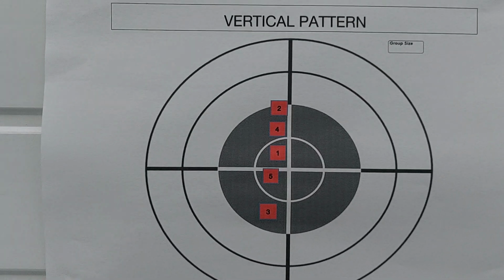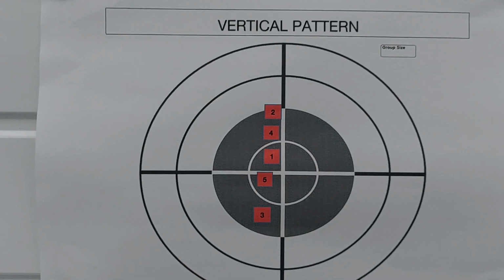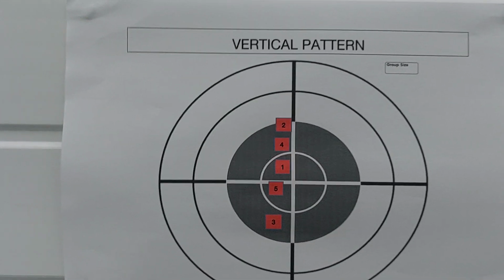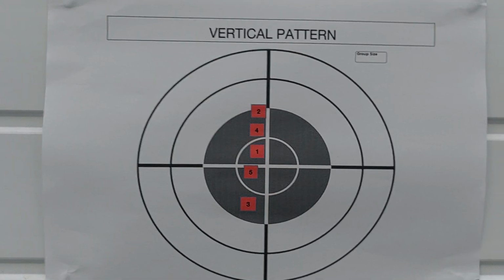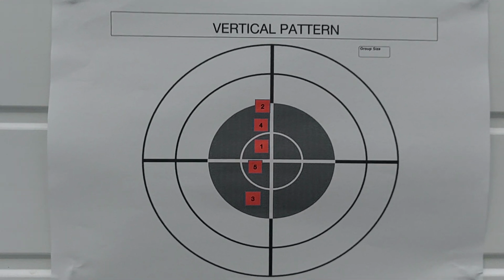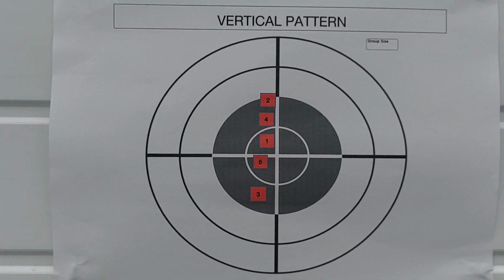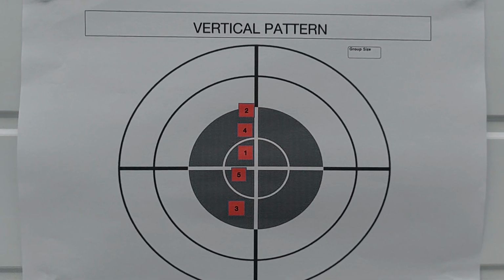And that's the vertical pattern. What's caused that? Well, that's probably down to changing your eye relief and inconsistent aiming. So the eye relief is the distance between your eyeball and the rear of your telescopic sight. If you vary that, you're going to affect where your shots fall. So again, it's down to consistency.